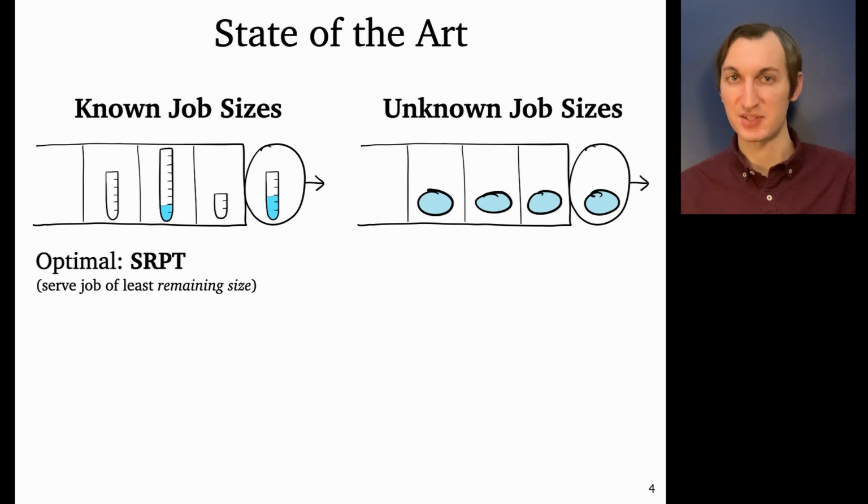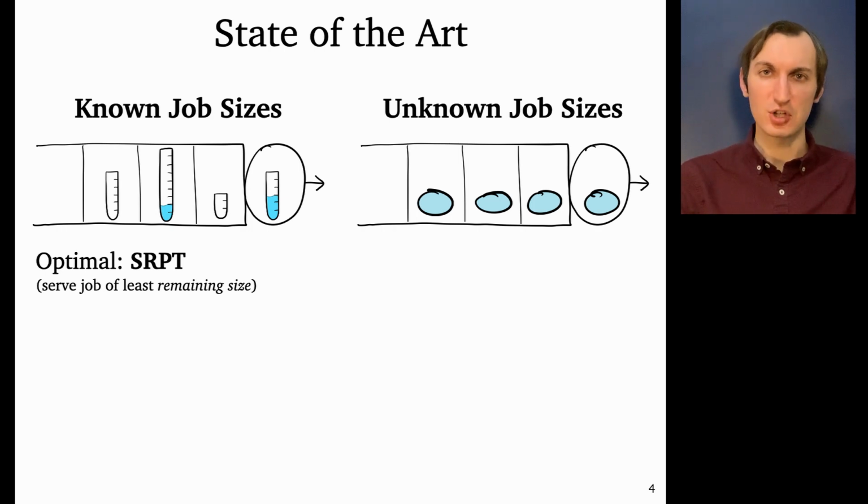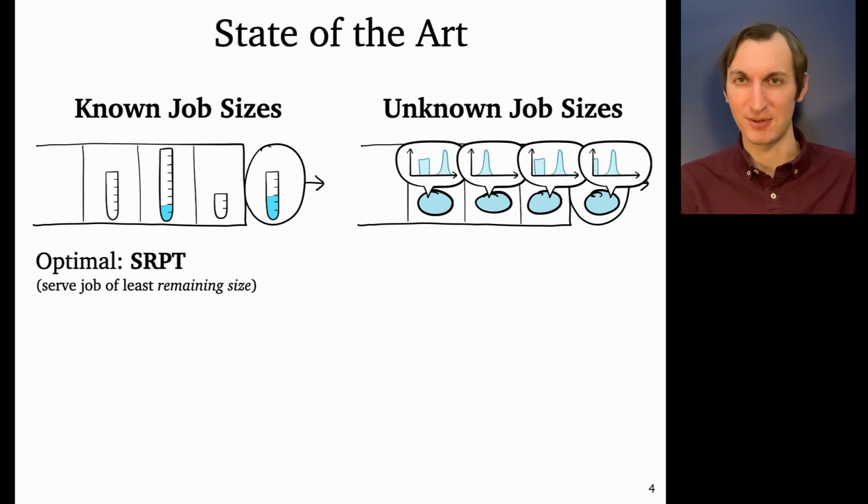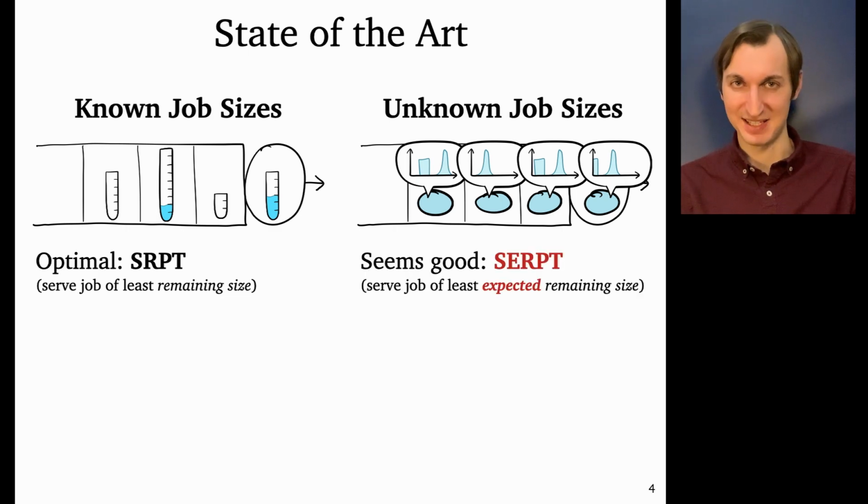So what if we don't know job sizes? What do we do now? Well, we can't schedule using remaining size because we need to know job sizes for that. But we do know the job size distribution. And so based on that overall job size distribution and each job's age, we get for each job a remaining size distribution. So we can't schedule according to least precise remaining size, but we could schedule according to least expected remaining size. This is a policy called SERPT, for shortest expected remaining processing time, and it serves the job of least expected remaining size.